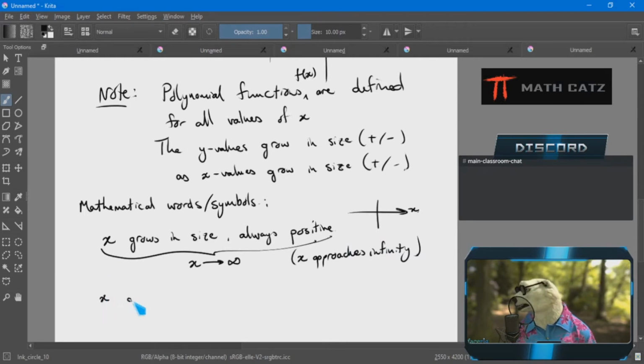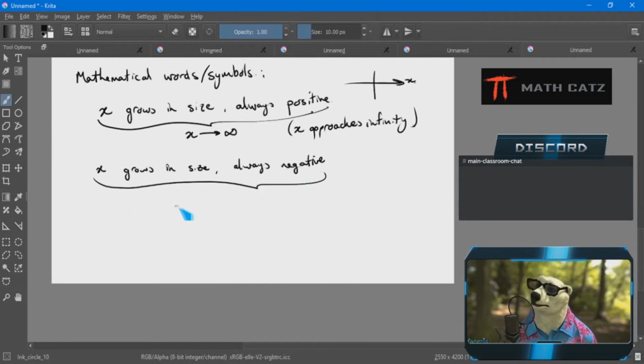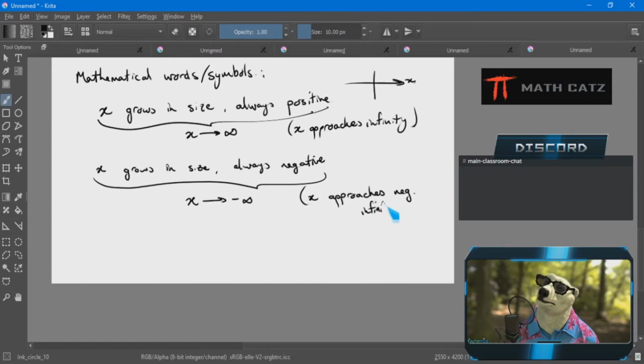Okay. Then, if I go in the opposite direction, the x values grow in size. If I look at the absolute value, then the size of the number, but always negative. I'm going to indicate that with x, of course, my variable name. It's a behavior. That's where the arrow comes in. And then negative infinity to indicate that it's going in the opposite direction. And we sometimes say, or it's a little more casual, to say x approaches negative infinity.